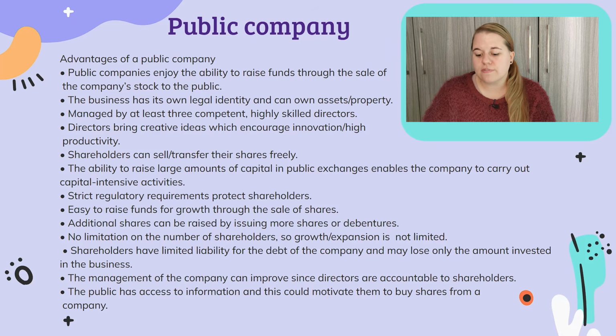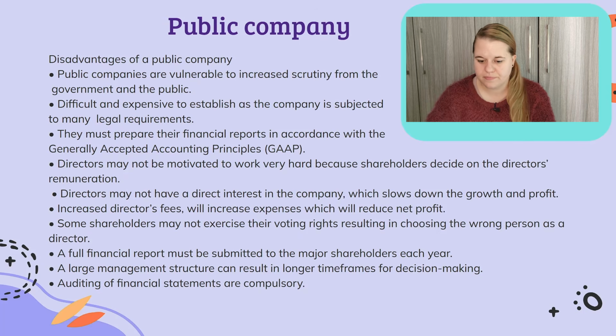The management of the company can improve since directors are accountable to their shareholders. Why are they accountable? Because they need to have these annual general meetings, the voting, and the audited financial statements. The public has access to information, and this could motivate them to buy shares from the company. Now on the flip side, the disadvantages of a public company.